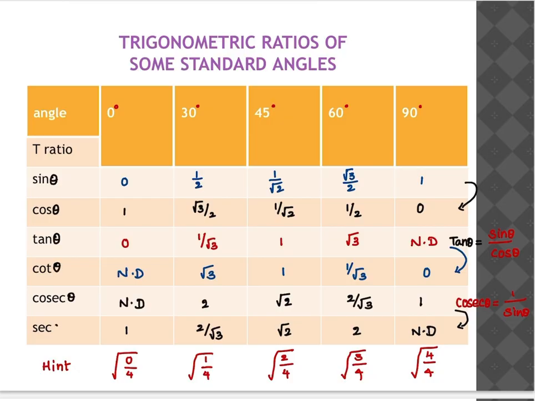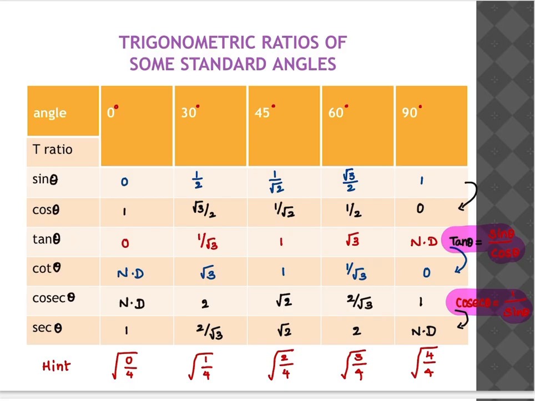So here only you have to remember this hint point, that is root of 0 by 4, root of 1 by 4, root of 2 by 4, root of 3 by 4, root of 4 by 4. That's it. Once you know this, along with that, 2 more formulas you need to remember: tan theta is equal to sine theta by cos theta, and cosecant theta is reciprocal of sine only, that means 1 by sine theta. These 2 hint points also you have to remember to make the table very easily.